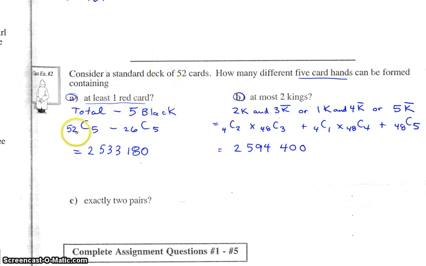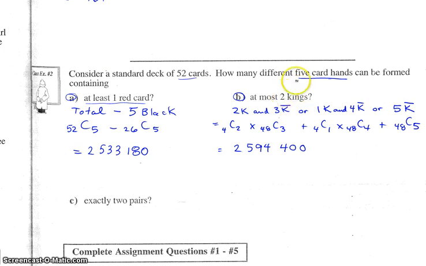Okay, so total 52 choose 5. There's 52 cards. We're choosing 5 to make a 5-card hand. Minus, and then we have to choose only from the black cards. So there's 26 black cards, choosing 5 of them. Okay, put that in the calculator. We should get that. At most 2 kings.